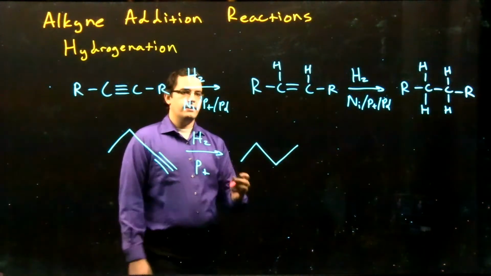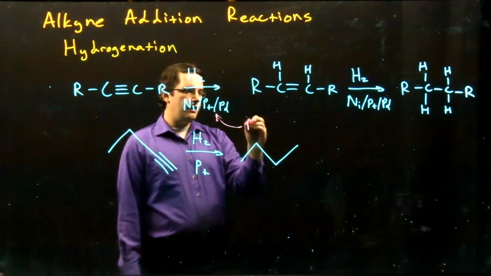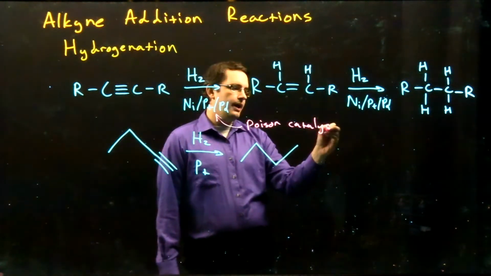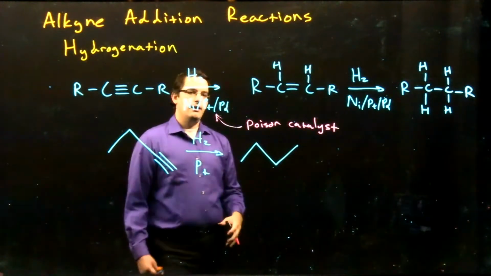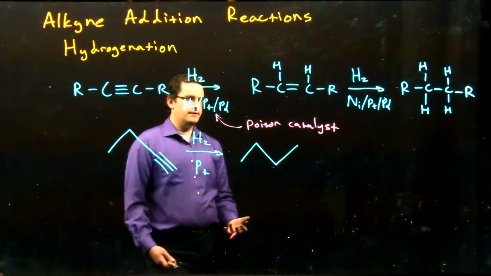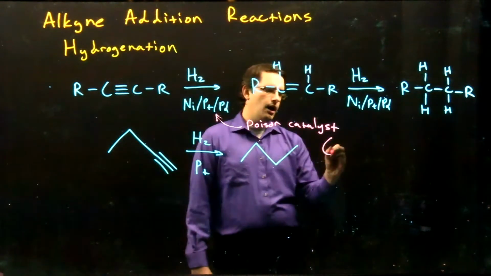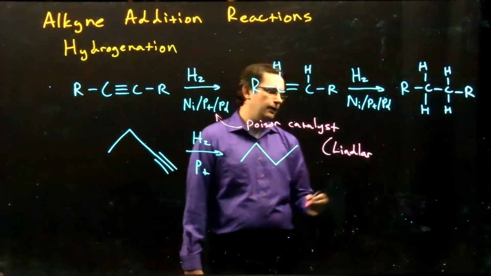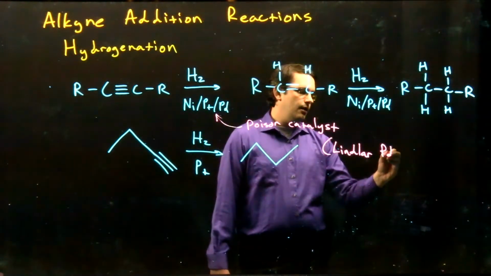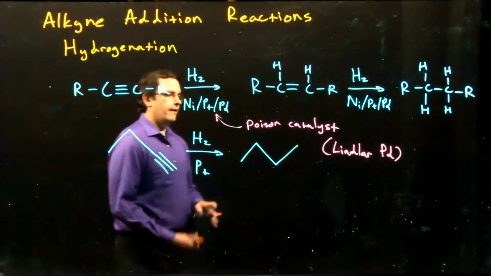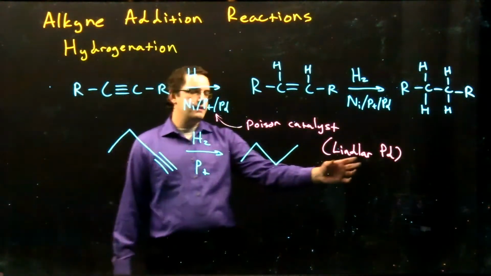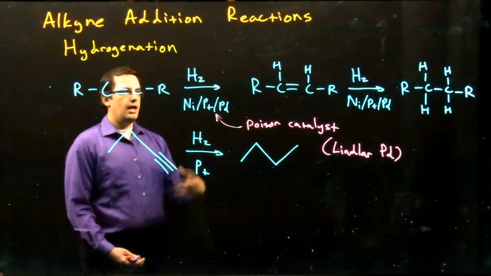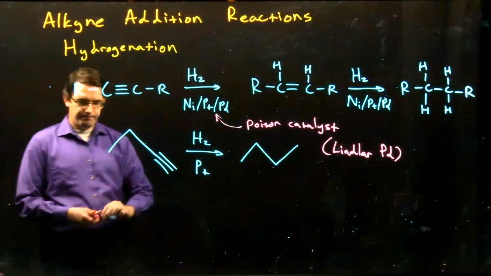So what we're going to do is we're actually going to poison our catalyst. And what I mean by this is we're just going to modify it so that our reaction rate is slower so that we can produce our alkene. The particular catalyst that we use for this is called Lindlar. Particularly we use Lindlar modified palladium. So Lindlar is just the name of the scientist that discovered this particular catalyst. This catalyst will slow down our reaction and allow us to end at the alkene.